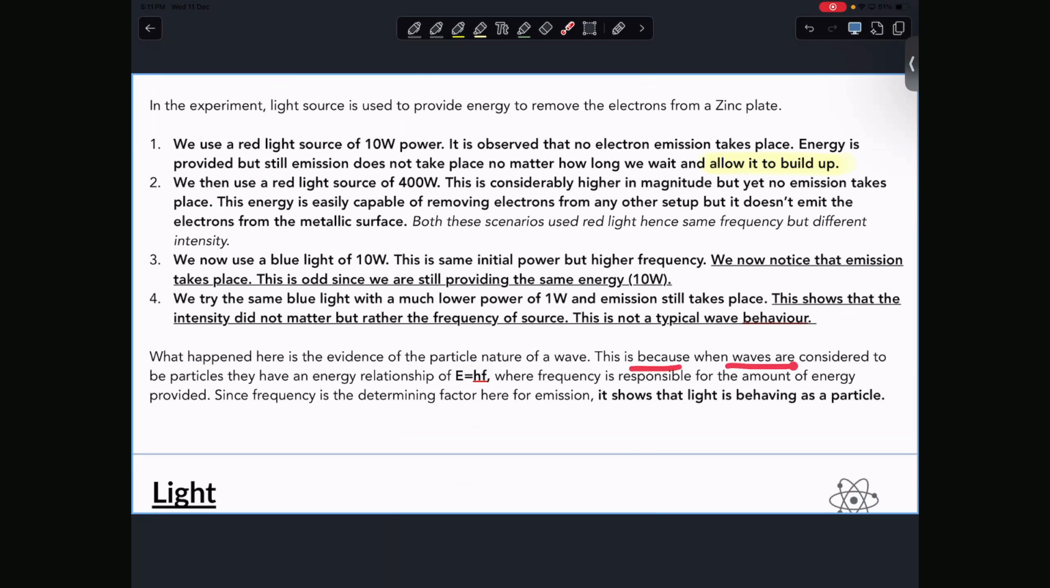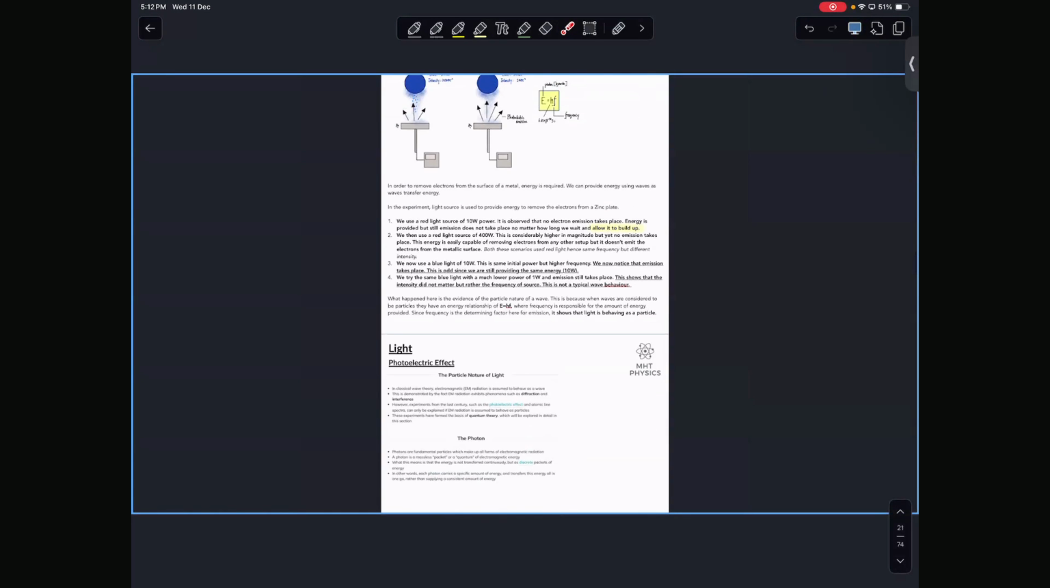What happened here is the evidence of the particle nature of wave. This is because when waves are considered to be particles, they have the energy relationship E equals hf, where frequency is responsible for the amount of energy. Since frequency is the determining factor here, it shows that light is behaving as a particle. Because if we had wave behavior here, the frequency would have no role to play. What would have had a role to play? Intensity. But in this observation, what plays a role? Frequency. And frequency can only play a role if your light is behaving as what? A particle. Okay? So I'll show you another thing right now.